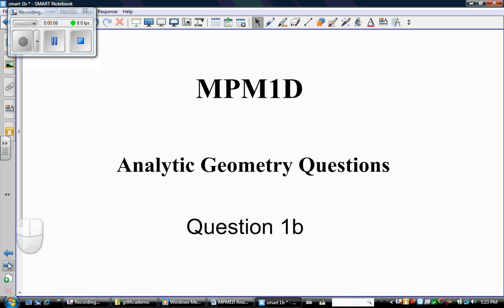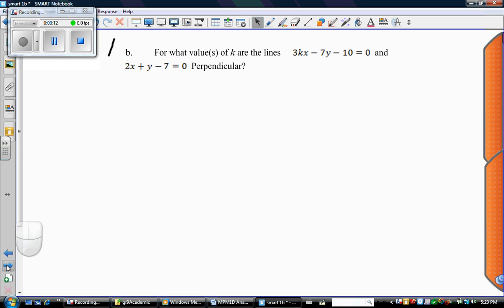We're talking about the Grade 9 Academic Analytic Geometry Summative. This is question 1b. For what values of k are the lines blah blah blah and blah blah blah perpendicular? Well, those lines should look familiar to you because they're the exact same lines that we studied in question 1a.